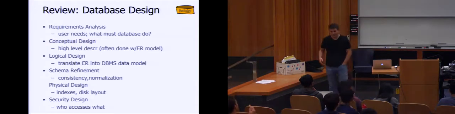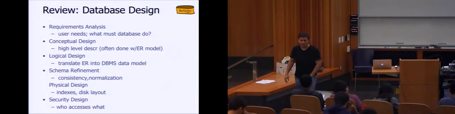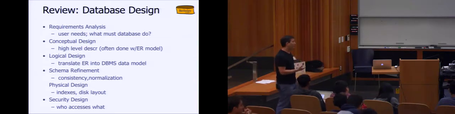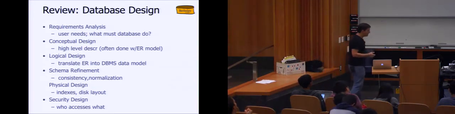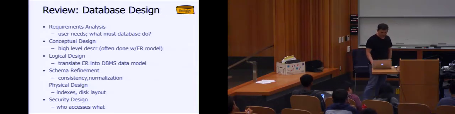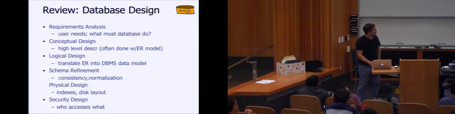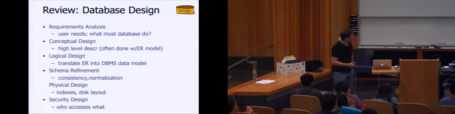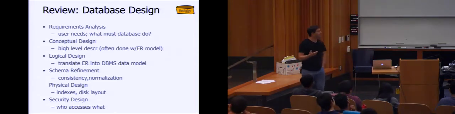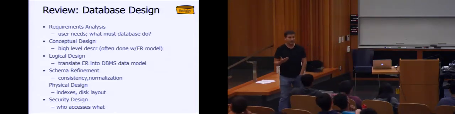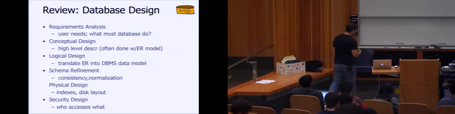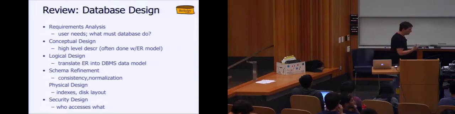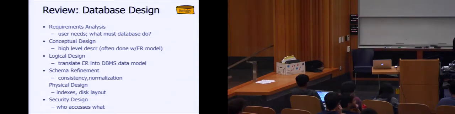All right, review. Remember we had this pipeline or workflow of traditional waterfall engineering for database design. And we argued that some pieces of this also apply in more agile contexts. So we talked about requirements analysis. You go out to talk to customers, figure out what they need. The conceptual design piece is covered by the ER modeling that we talked about last time. As well as the logical design part, we talked about you could auto-translate the ER diagrams into relational.